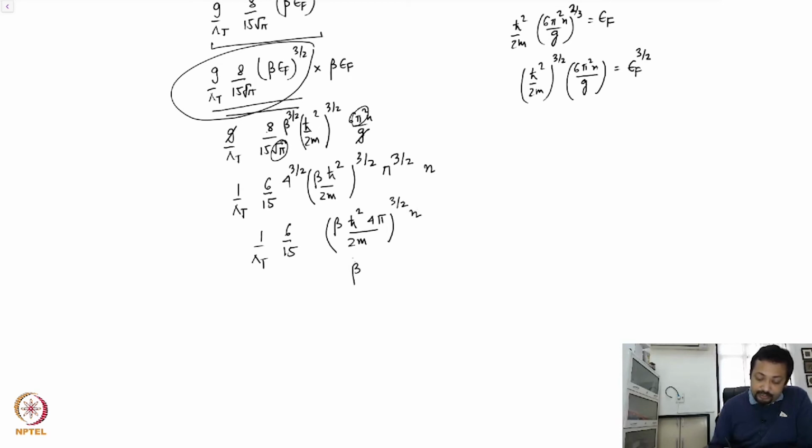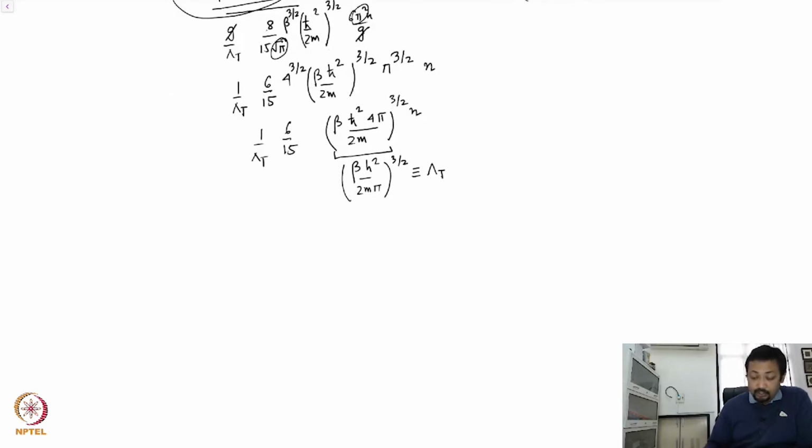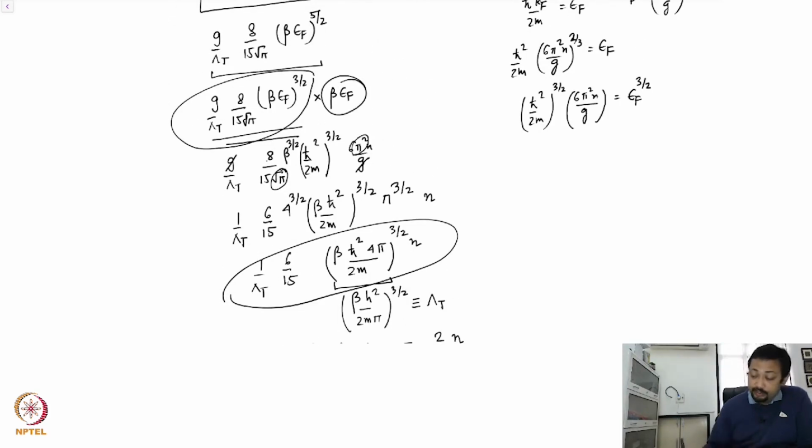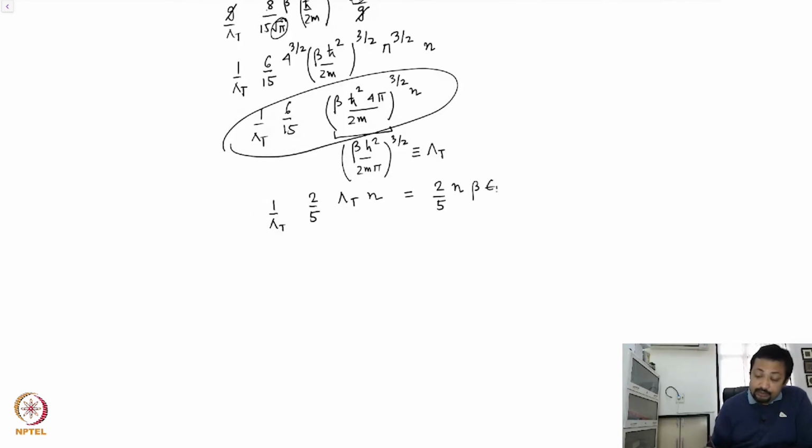So 1 over lambda_T, 6 over 15, (beta h bar squared 4 pi over 2m) raised to the power 3/2 times n. And if you simplify this, just this part, this is (beta h bar squared over 2 m pi) raised to the power 3/2, which you immediately identify as lambda_T. So this whole expression then boils down to 1 over lambda_T, this is going to be 2/5, and then you have a lambda_T and then n, which is equal to 2/5 n. Don't forget that you have an additional beta epsilon_F lying outside. So therefore your beta p is 2/5 n beta epsilon_F.